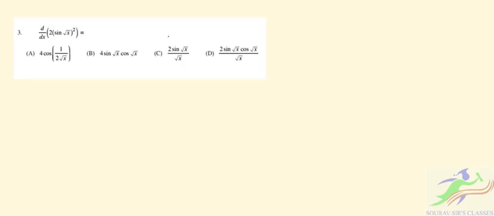In question number 3, we have to find the derivative with respect to x of the particular function 2 of sine root x, whole squared. First we understand the topic. This topic is from the chain rule. Now we will see how to solve this particular sum. For this particular problem, we have to apply the chain rule.